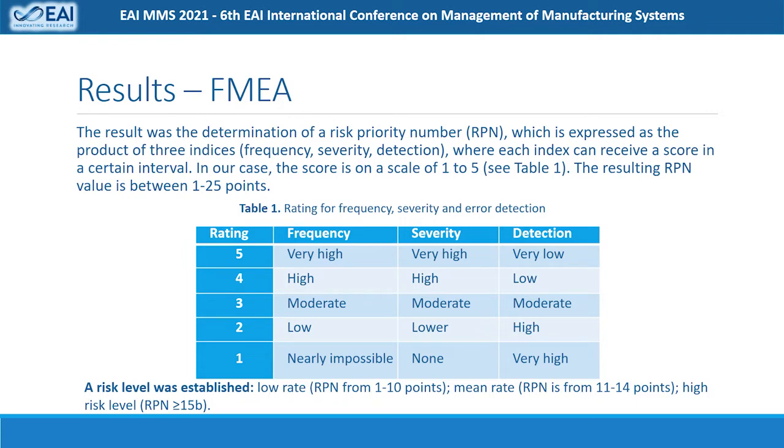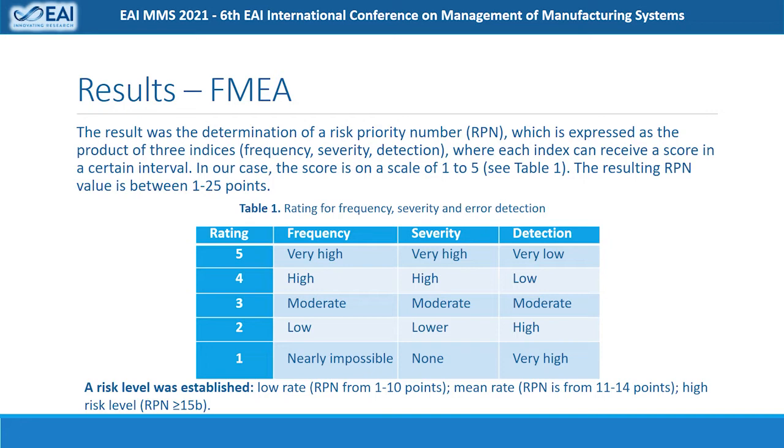FMEA results. The aim of the analysis was to analyze the production process and to determine the occurrence of errors at the different stages of production. The main tool in the development of FMEA was brainstorming. The result was the determination of a risk priority number, which is expressed as the product of 3 indices: severity, frequency, detection, where each index can receive a score in a certain interval. In our case, the score is on a scale of 1 to 5, see Table 1. The resulting risk priority number value is between 1 to 25 points.